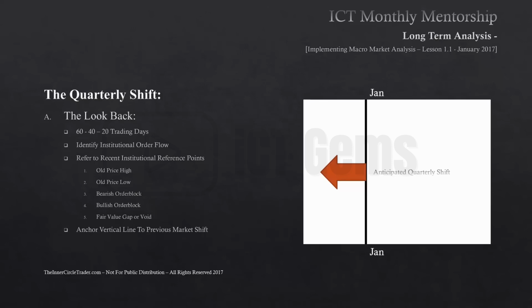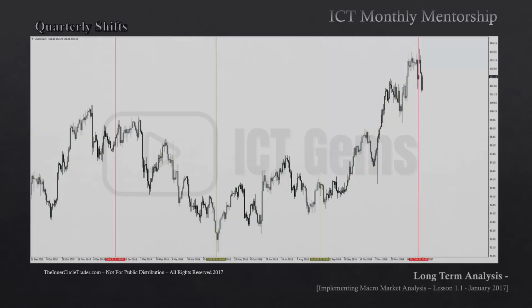I would look 40 trading days to the left of that. And I would look 20 trading days to the left of that, December 1st, or whatever the first trading day would be for December 2016. And I'd be looking for, over those 3 months, where's the high and where's the low. If the market has been trading higher, I'm going to frame everything off of the market low. If it's been trading lower, I'm going to frame everything off of the market high. Once you do that, you're anchoring your vertical line to a previous market structure shift.